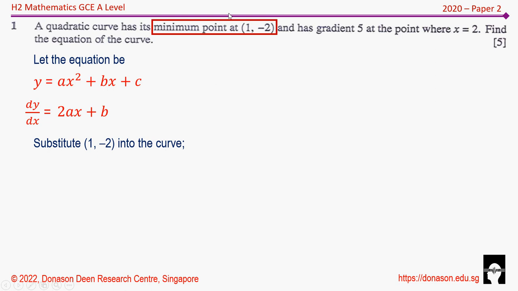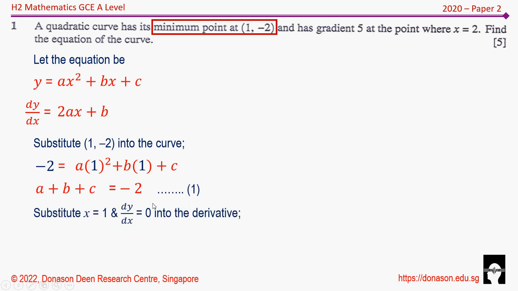So first, before we use that condition, let us substitute when x is 1, y should be -2 into the equation of the curve. So y I am replacing with -2 and x I am replacing with 1. That gives us a times 1 squared plus b times 1 plus c. Of course, 1 squared is 1, 1 times a would be simply a, plus b, and then plus c. And that should be equal to -2. So we have got the first equation.